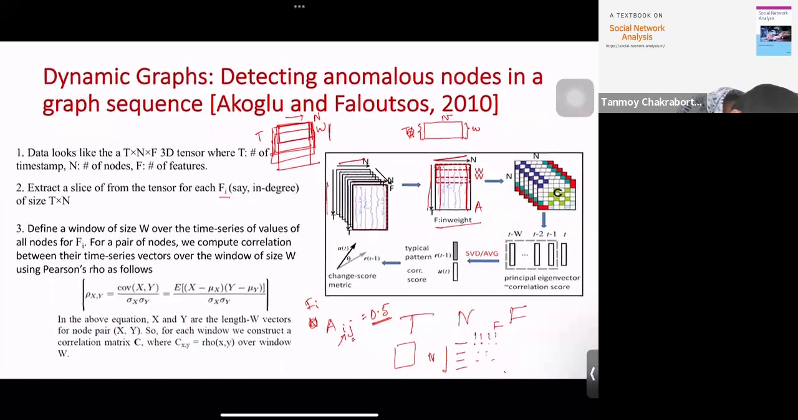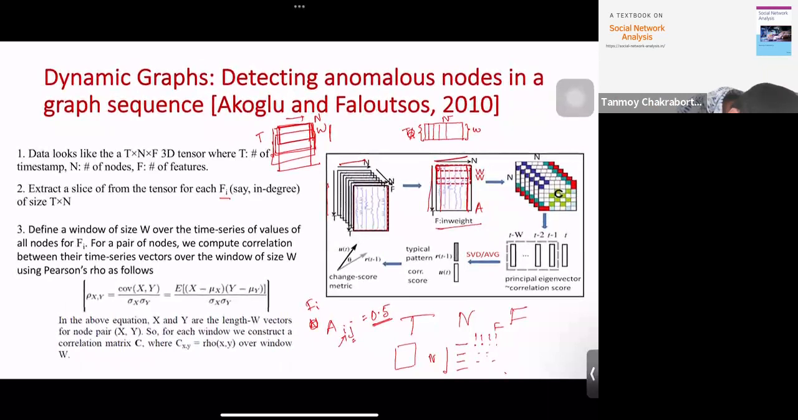Now, right now these are the temporal change of a particular feature of a particular node, right? Now what we do, we measure the correlation between features of a pair of nodes within this W, right? We try to understand how similar the nodes are within that particular timestamp. We can easily measure this correlation. Pearson correlation, for example, this Pearson correlation rho. So you can measure this.